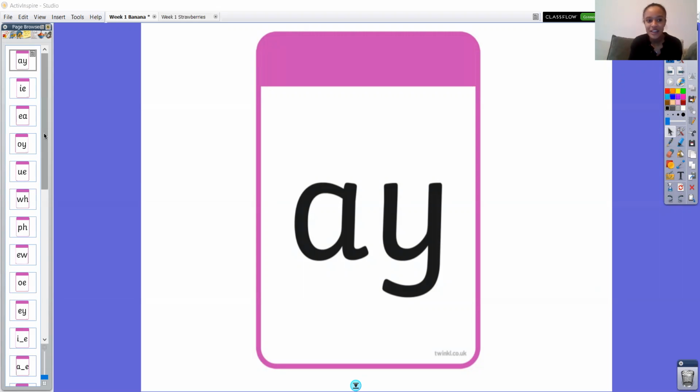So let's start off with our flashcards just like we did yesterday, like we do every day. So you can see me this time, hopefully. So I'm going to do the actions and you're going to say the sounds and do the actions at home, okay? So we'll start off with the first one that we can see, okay? Off we go.